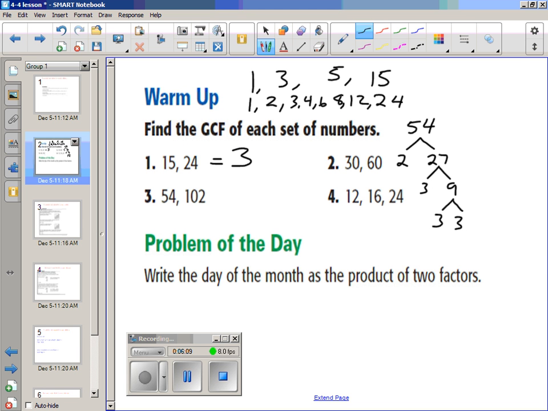Okay? I'm going to do the exact same thing with 102. And 102 is even, except how many times will 2 go into 102? Or what's half of 102? Yeah, 51. Is 51 prime? No. Someone tell me why 51 is not prime. Why is 51 not prime? Go ahead. Why? How do you know 3 goes into it?